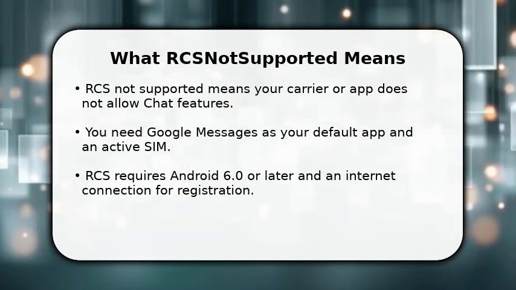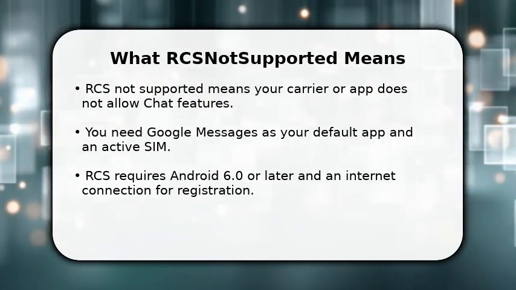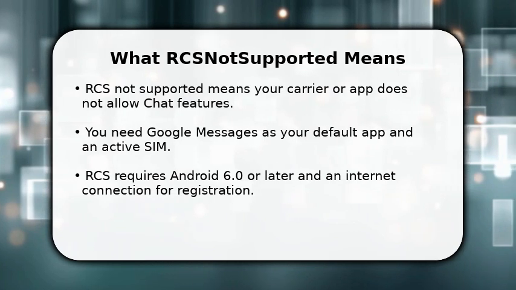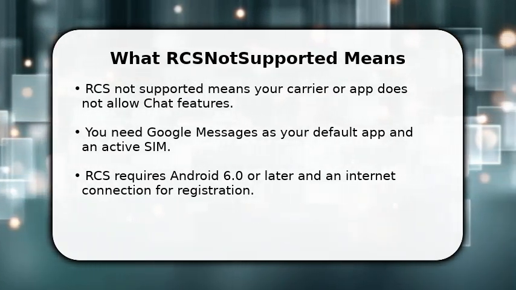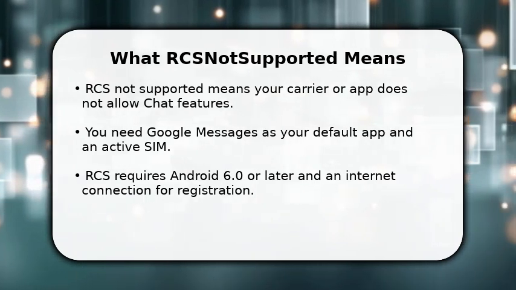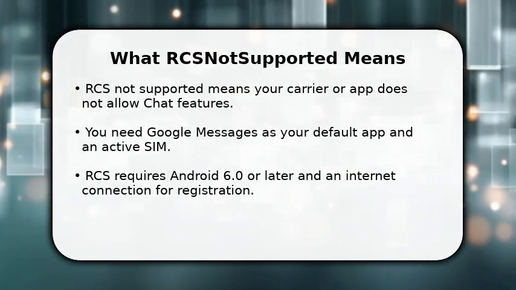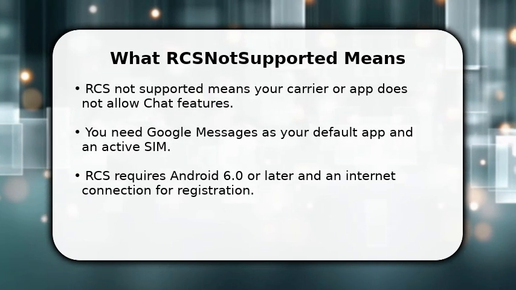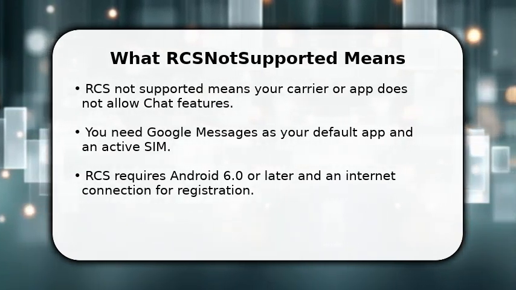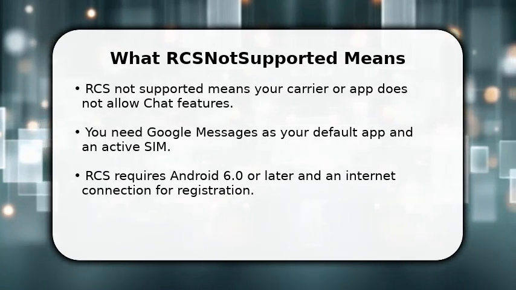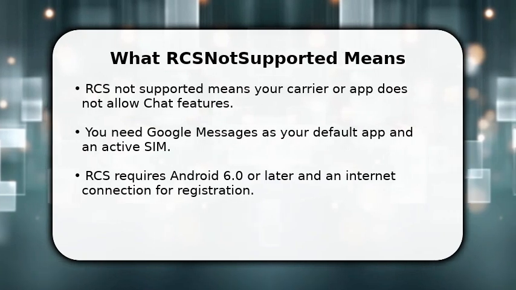When you see RC not supported, that means chat features are unavailable on your device. This alert usually points to either your carrier or your messaging app. The reliable requirement is Google Messages as your default SMS app. You also need an active SIM and an internet connection for registration. RCS implementations expect Android 6.0 or later on most phones. If those items are missing, the device cannot register to unified RCS chat services.